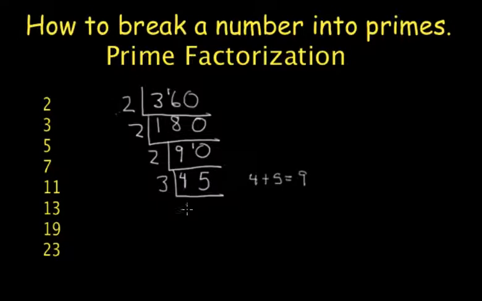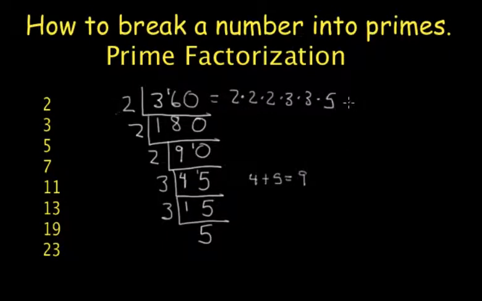So 3 into 4 goes 1 time with 1 left over. 3 goes into 15 5 times. So the prime factorization of 360 is 2 times 2 times 2 times 3 times 3 times 5. And the shorter way to write that, more condensed, is 2 to the third, 3 squared times 5.